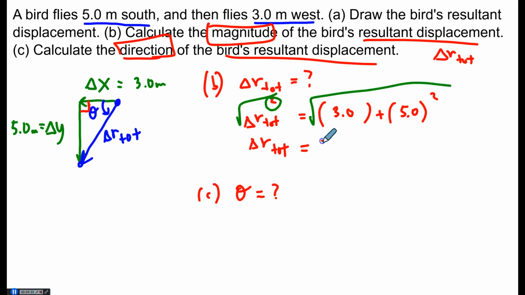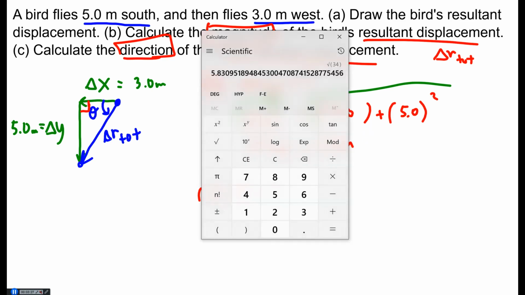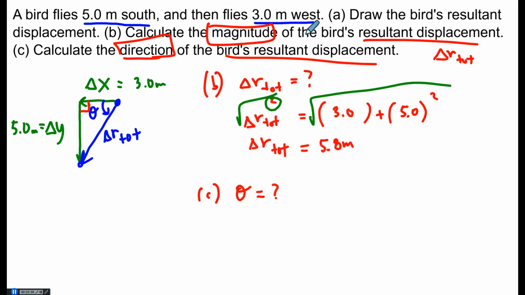We get 5.8 meters, right? Notice we round to 2 sig figs because that's how many sig figs the givens have. So I count 1, 2, and I round my value to the first decimal place, 5.8.